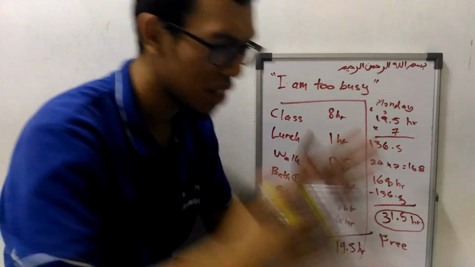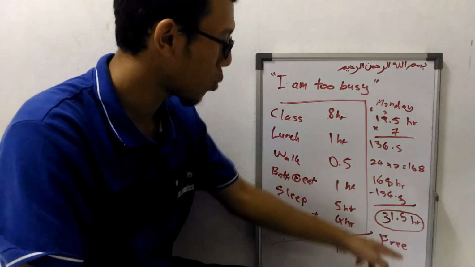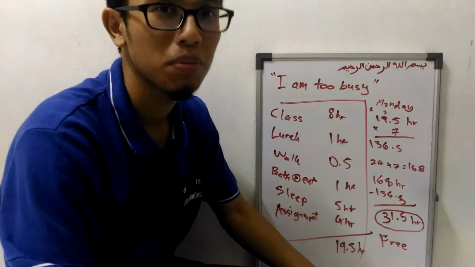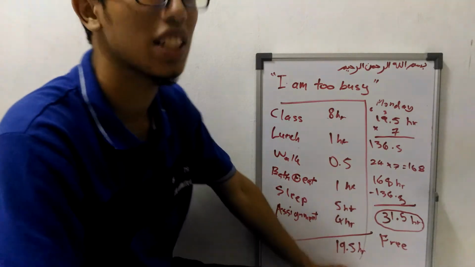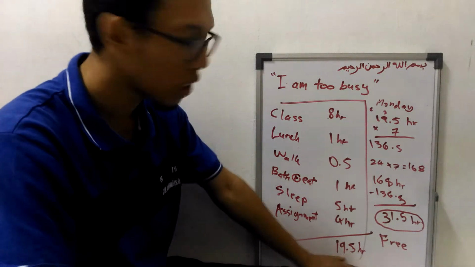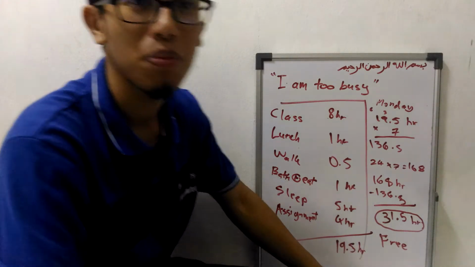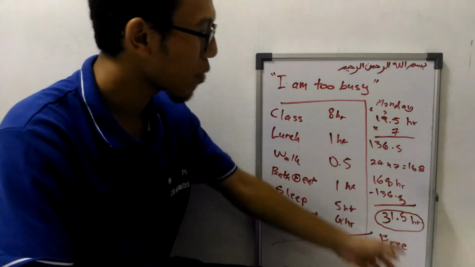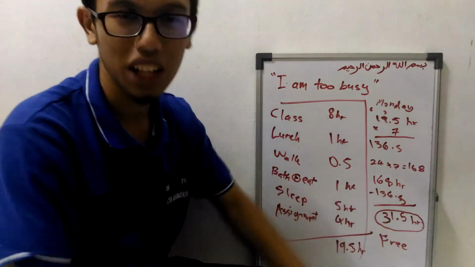If every day is the busiest day of the week, then you will still have 31.5 hours of free time per week. That is, if your calculations are the same as mine. If you get 22 or 23, you calculate it by yourself. So now we'll see that actually we have a lot of time. We have a lot of free time.